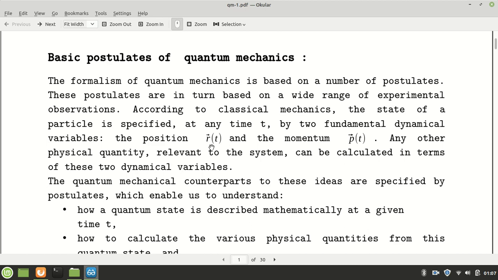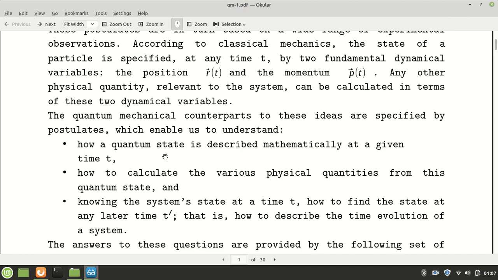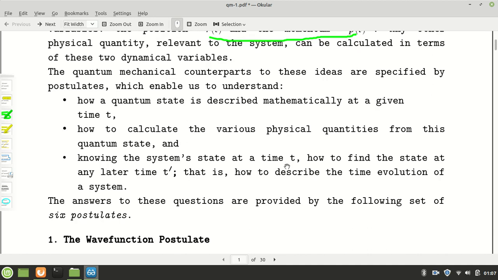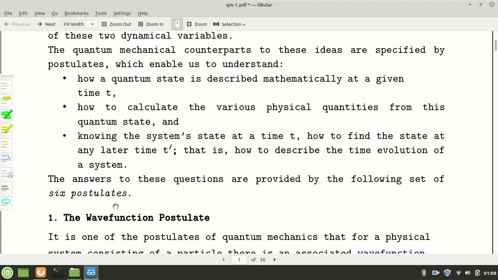So some questions arise from the quantum mechanical point of view which need to be answered. The first question is how a quantum state of the particle is mathematically described at time t. In classical mechanics, it is written over here: the position and the momentum at the point of time t. But what is the state of the particle at time t in quantum mechanics? And how do we calculate physical quantities, say the energy, from this quantum state? The next important question is, you know the state of the system at t, so what will be its state at a later time t prime? These answers are wrapped up in 6 postulates which I am going to describe.